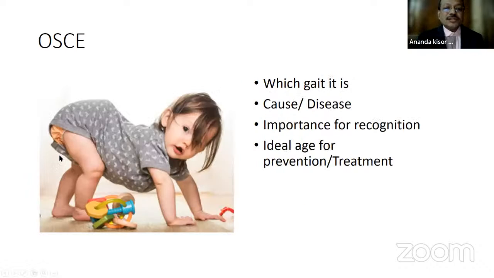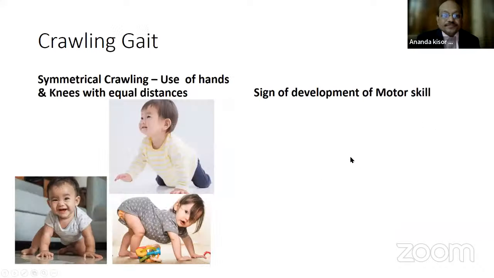Now this type of OSCE has come in the last examination. In this gait, the baby is crawling on all four limbs. The question is which gait it is, what the cause and the disease are, the importance of recognition, and the ideal age for prevention and treatment. Basically, it is a crawling gait.